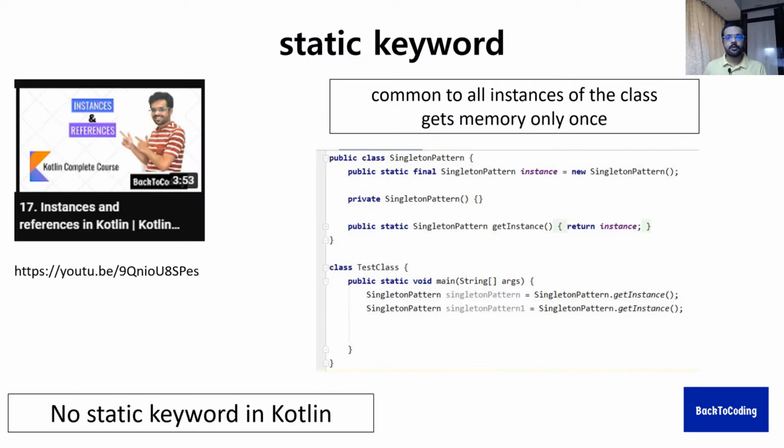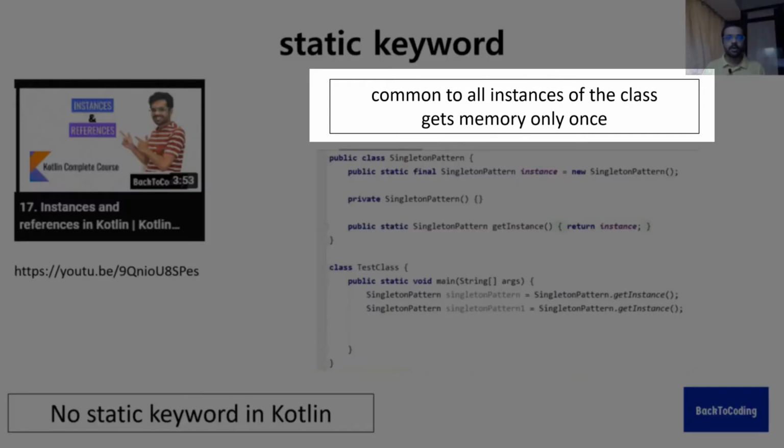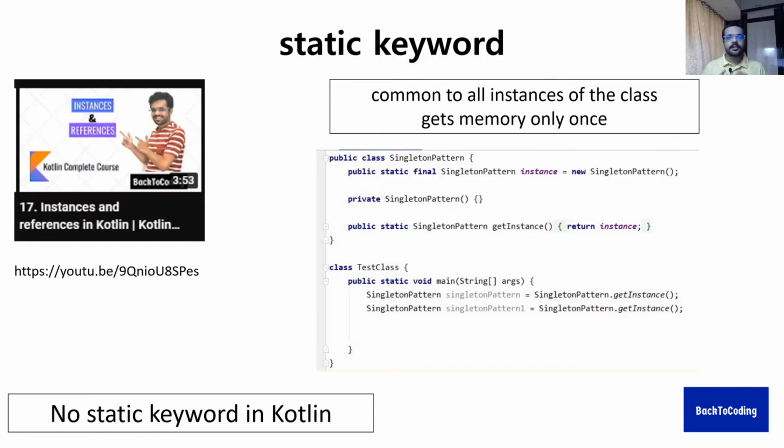First, let us understand what is static keyword. The static keyword, when applied to a class member, makes it common to all instances of the class rather than specific to each instance. The static member gets memory only once and removes the need to duplicate items which are common to all instances.